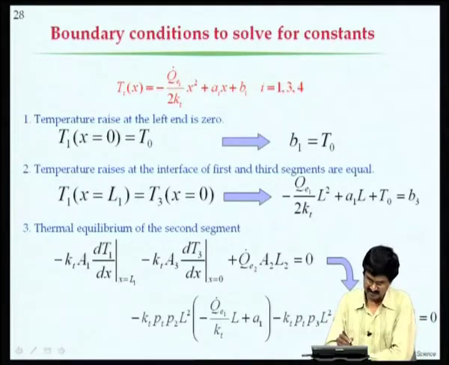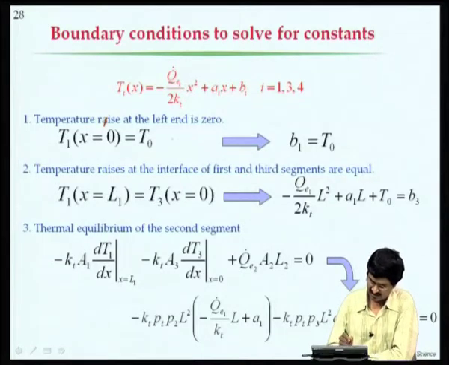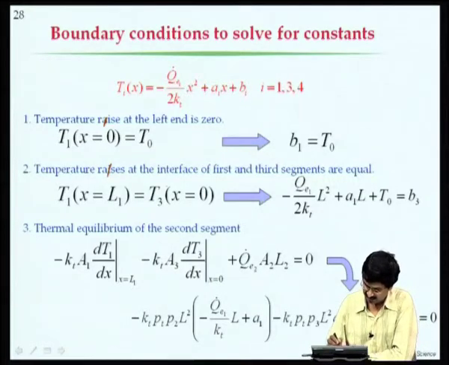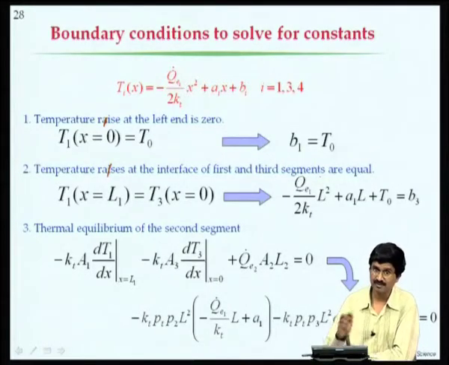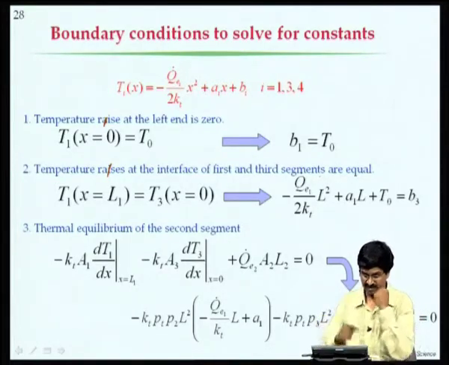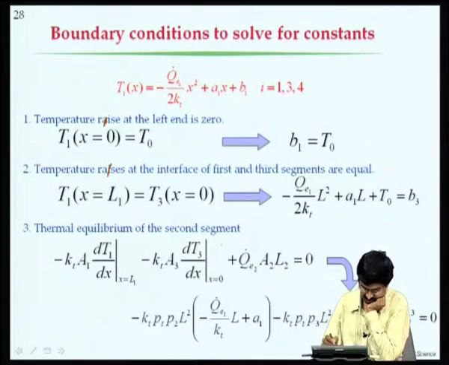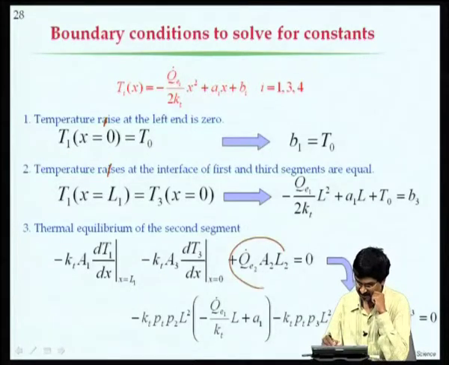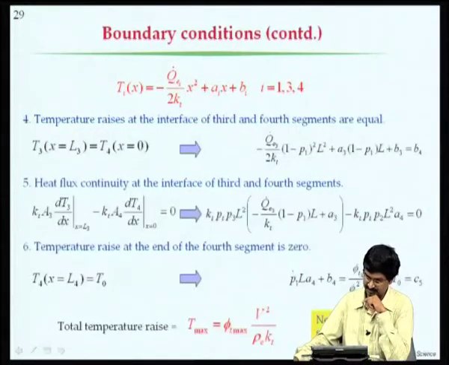Temperature rise at the left end is 0, that gives one boundary condition. The second one: temperature rises at the interface of the first and third segments are equal, because whenever two things meet, from this equation and this equation should have the same value. And thermal equilibrium of the second segment we need to have, because that is what we ignored. There is some heat generated within it, some enters, some goes, we need to account for it, and that is the third equation.